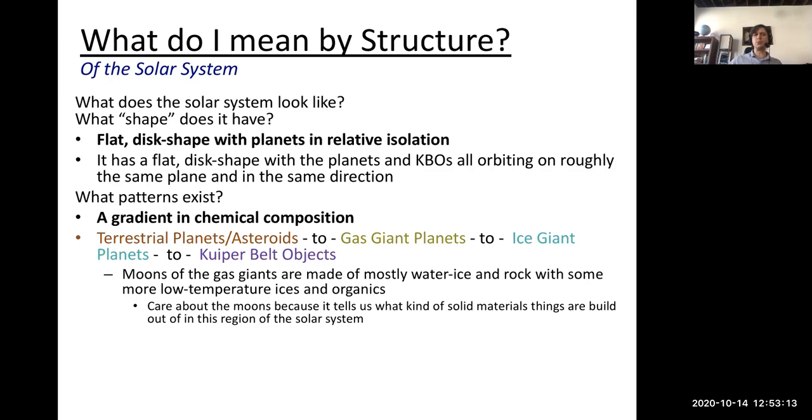And we also want to ask the question, what patterns might exist? And with this, we're really talking about one major pattern that we see in the solar system, that we have a gradient in chemical composition. What the solid stuff of the solar system is made out of, or what the objects of the solar system are made out of in general, has a nice gradient. It changes from one set of composition to another set of composition. And we have our terrestrial planets, then our gas giant planets, the ice giant planets, and the Kuiper Belt objects. So we have this nice gradient of composition throughout the solar system.